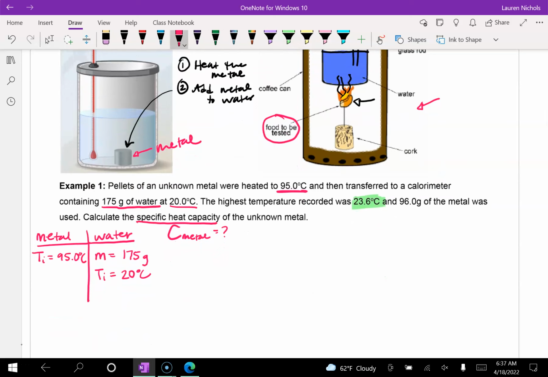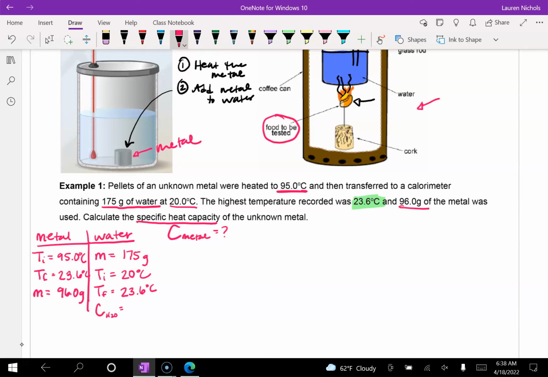So if we know that our final temperature of the water is 23.6 degrees, so it heated up, we also know that the final temperature of my object, my metal, is also 23.6 degrees, so it cooled down quite a bit. And it says 96 grams of the metal was used, so grams is mass, so we know that mass is 96.0 grams. Now, one piece of information that we do need is the specific heat of water, because we need that to calculate this.